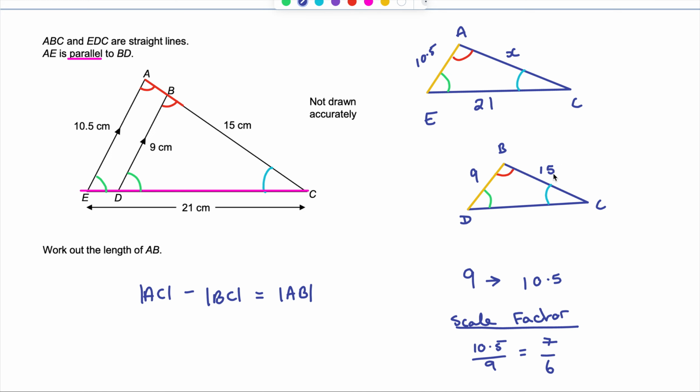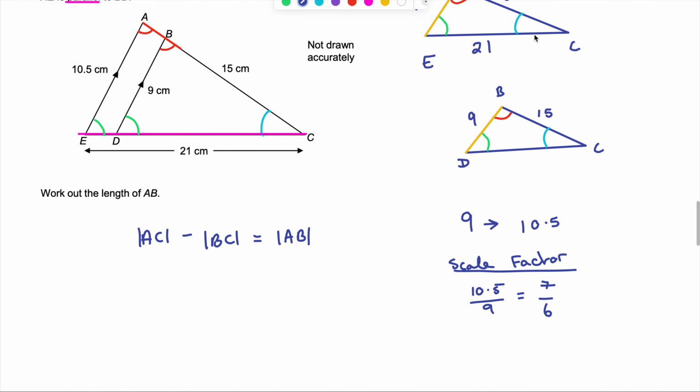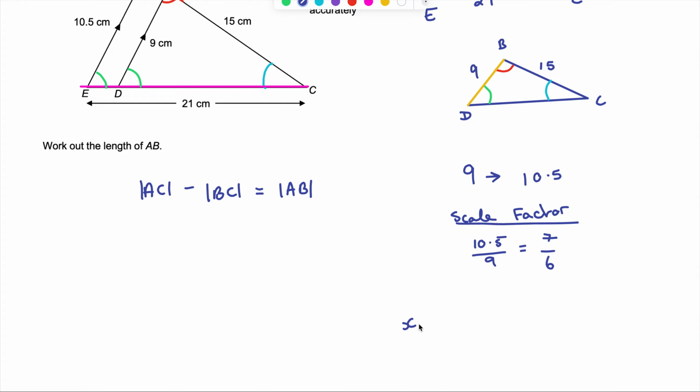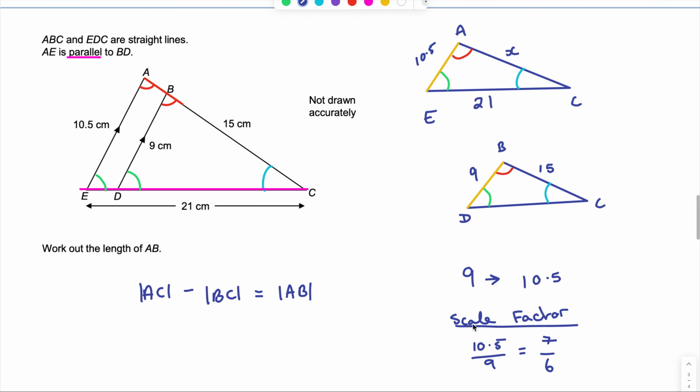So that also means that 15 multiplied by 7 over 6, that will give us X. So let's do that then. We're going to scale up our 15. X is going to be equal to 15 multiplied by our scale factor, which is 7 over 6. So 15 times 7 over 6 gives me 17.5. So there's what the value of x is.